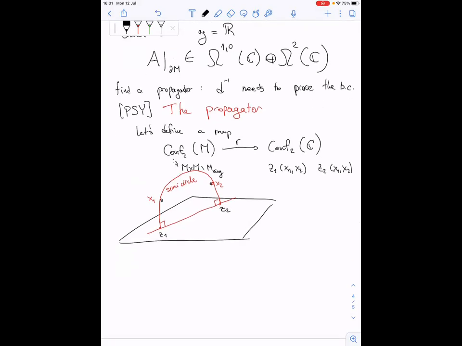And then we just define a propagator. This will be just the pullback along this R of the following very natural form on this target space. So just dz1 dz2 divided by (z1 minus z2) squared. If you see this as a form not on C but on CP1, this is a very natural SL2 invariant 2-form.